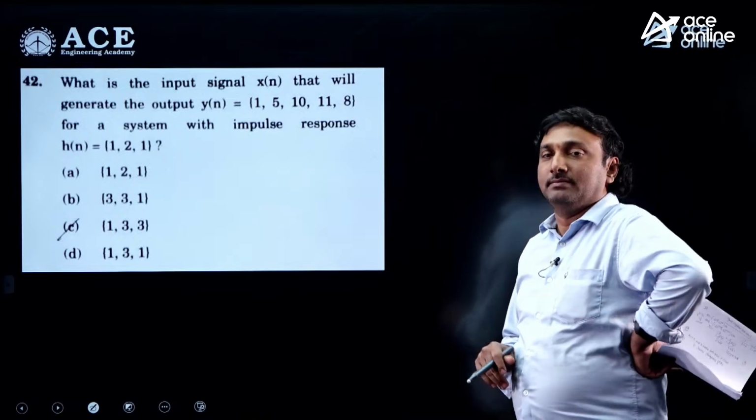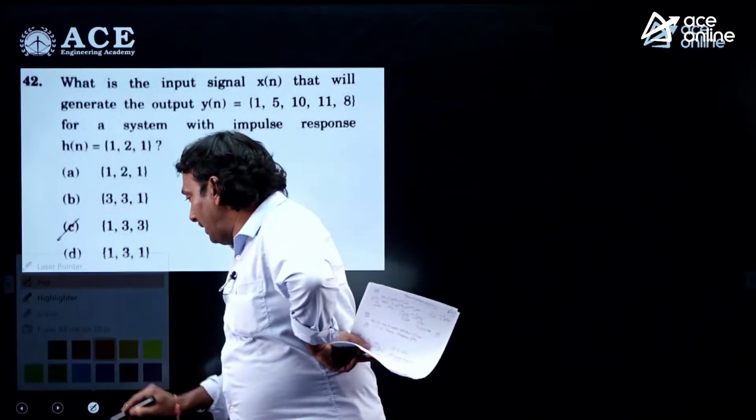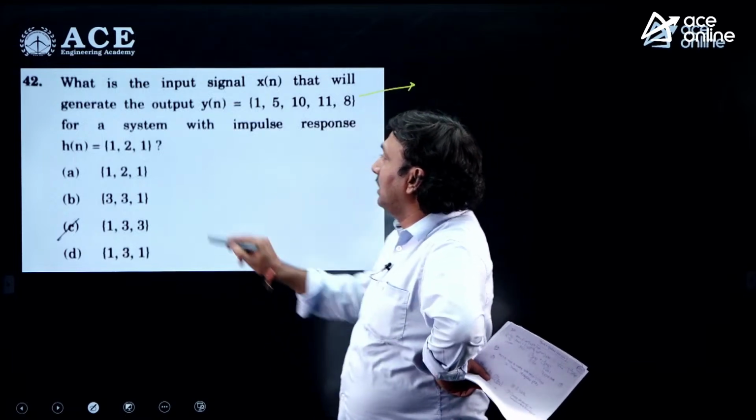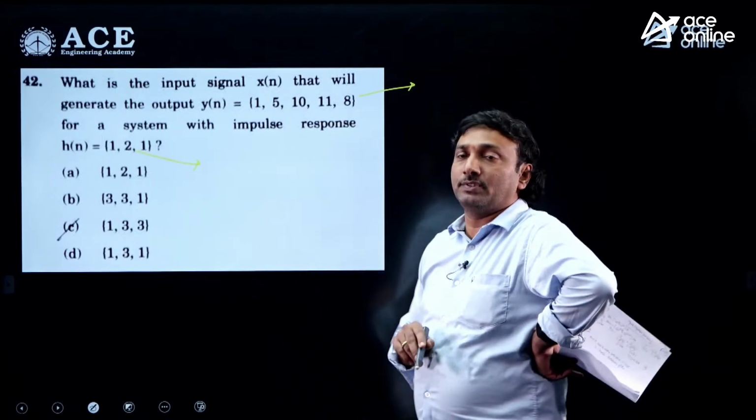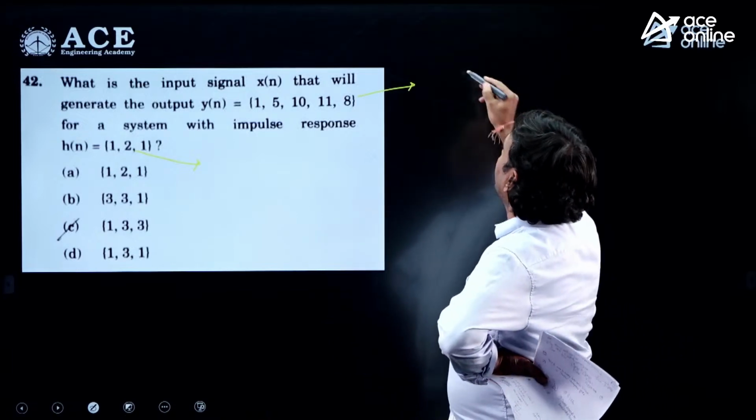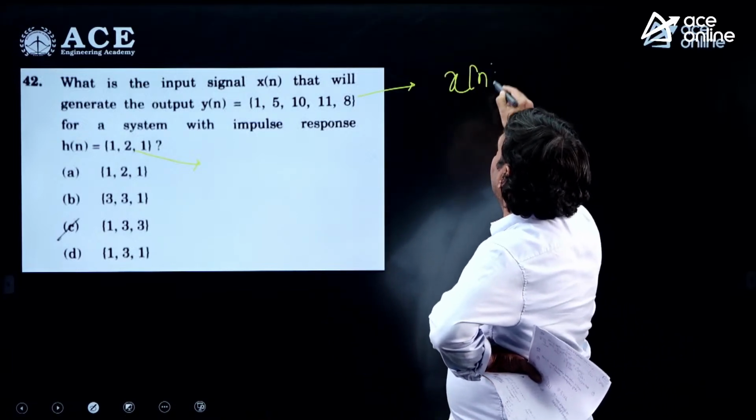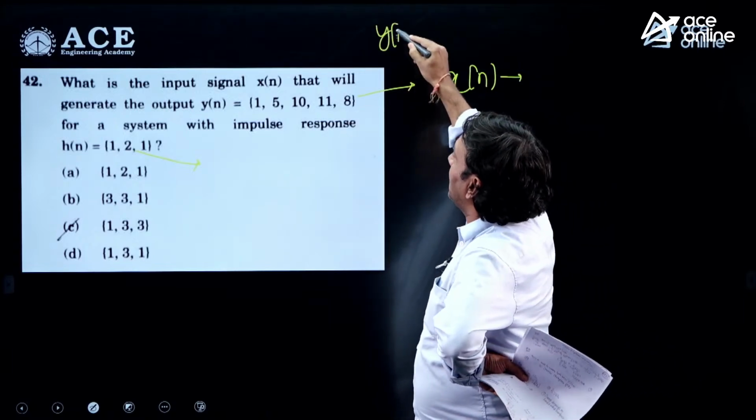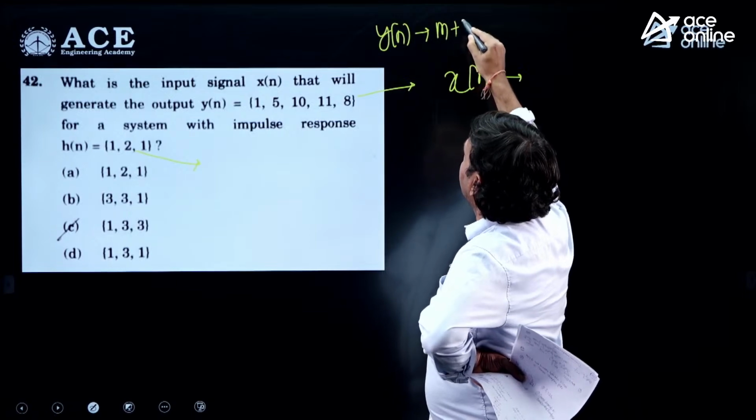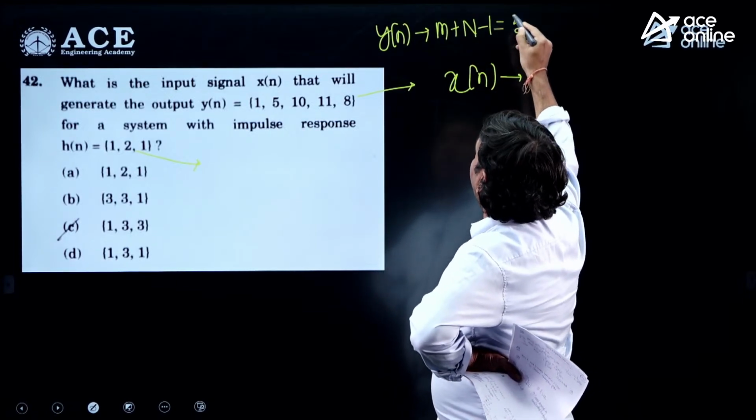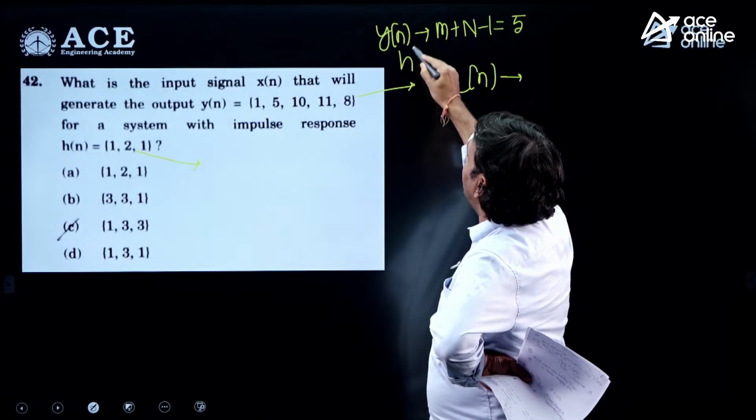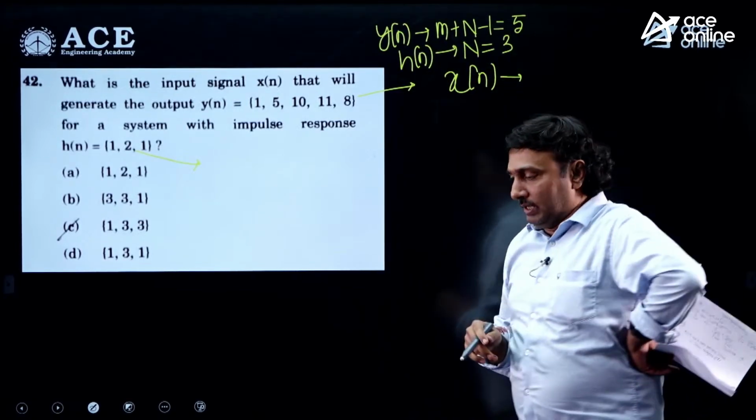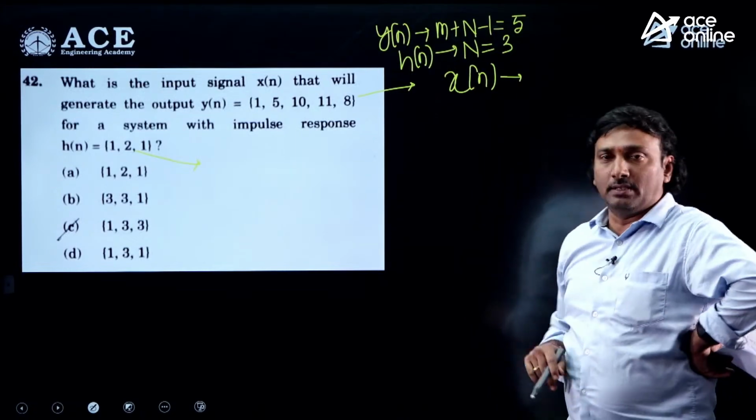This is framed wrongly in the options. The output contains a certain number of samples, and the input system also contains a certain number of samples. So the output length is m plus n minus 1 samples. Based on that, the output length here is 5 samples. System length is 3 samples. If you take that as n, that is 3 samples. If you solve for m, it must be 3 samples.